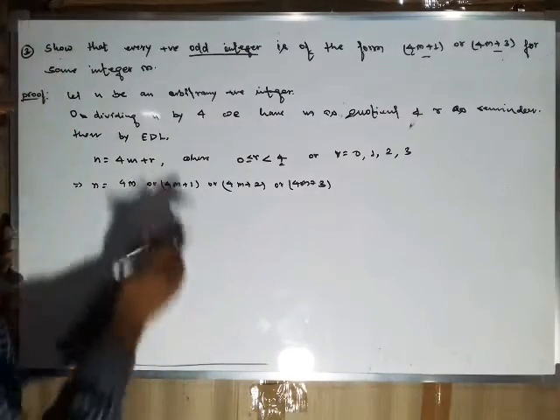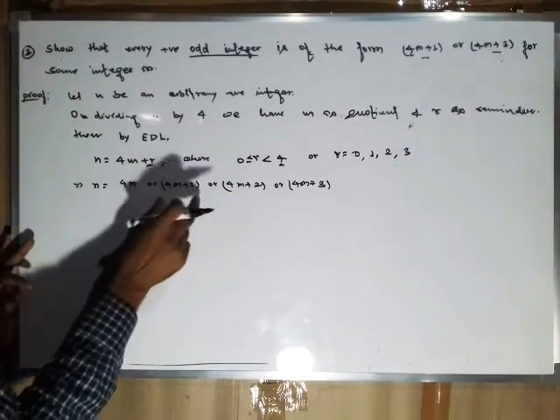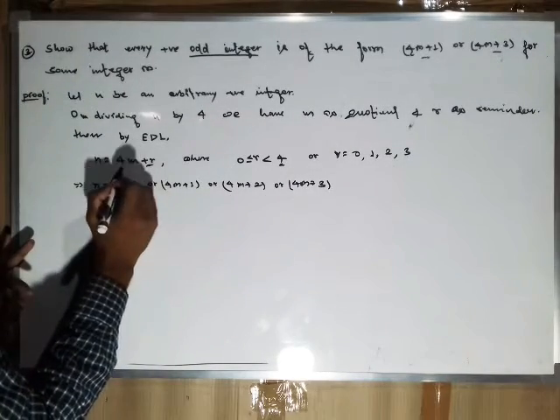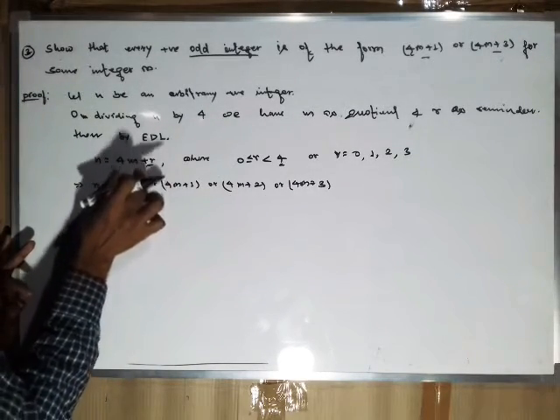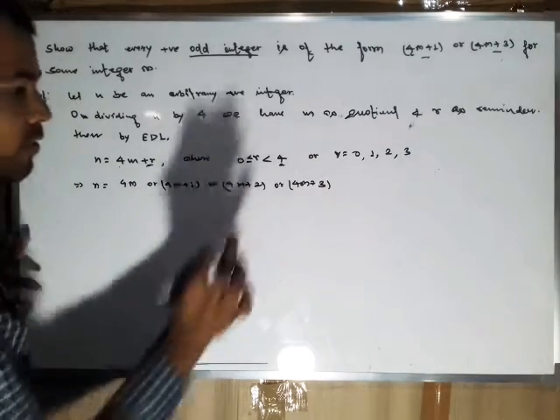Where did these come from? Putting the values of r here. First 0 for 4m, 1 for 4m plus 1, 2 for 4m plus 2 and 3 for 4m plus 3. 4m plus 0, 4m plus 1, 4m plus 2, 4m plus 3.